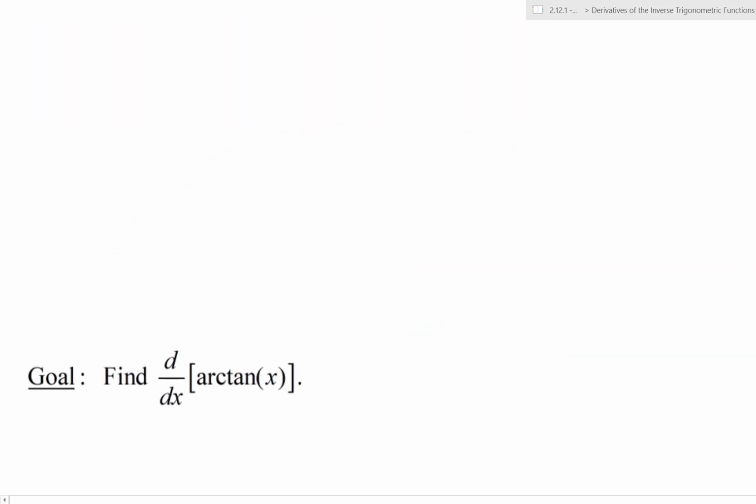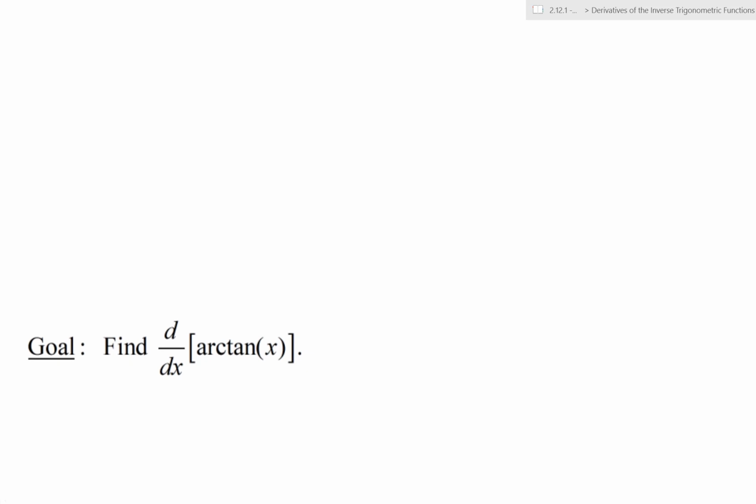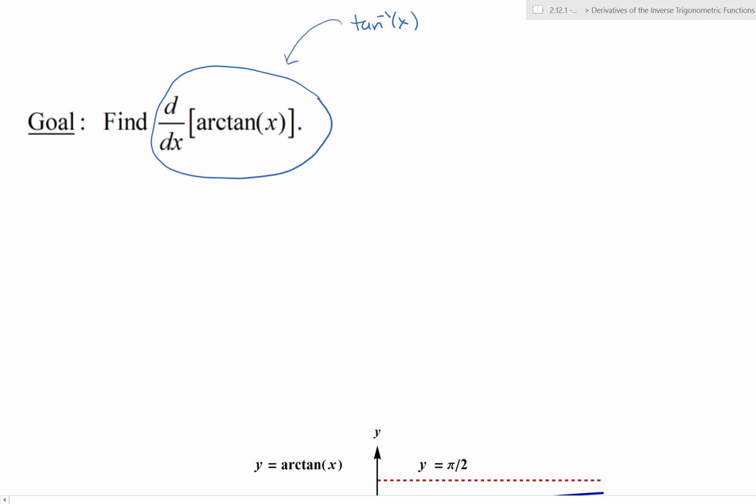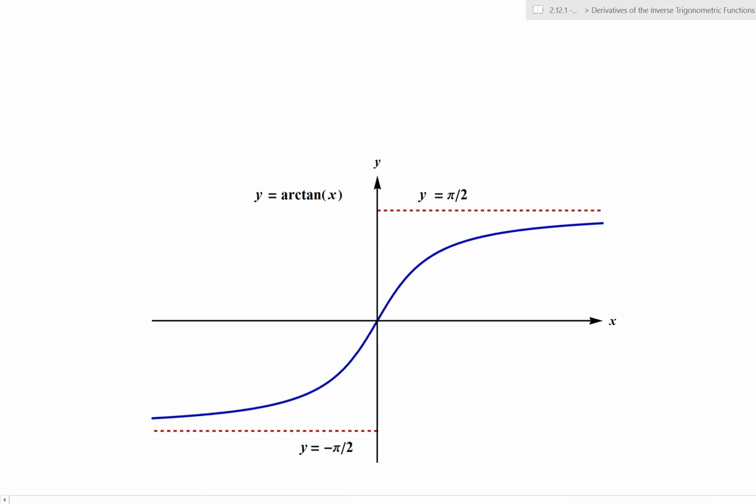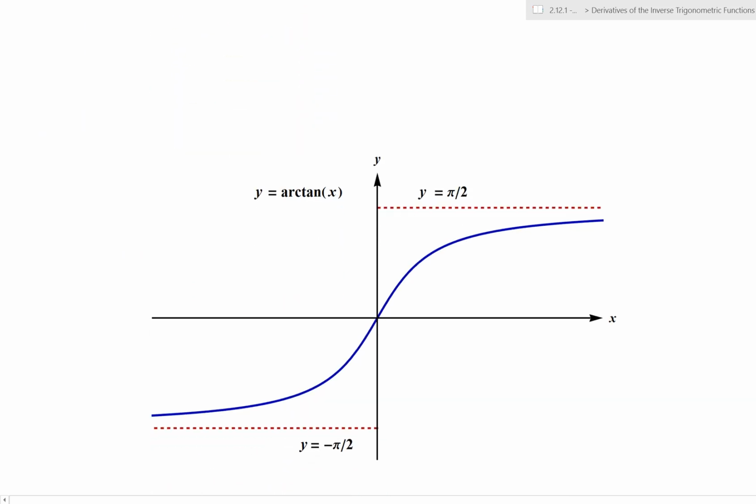All right, so like I said, here's one of those derivatives. We're going to start by figuring out what is the derivative of the arctangent function, otherwise known, of course, as the tangent inverse function. So either way, whatever notation you prefer. Let's investigate. Just as a reminder, here is our graph of the arctangent function, the inverse function of the tangent function.